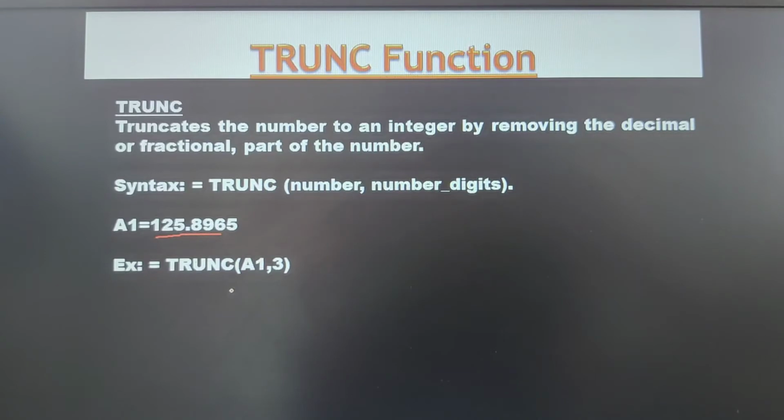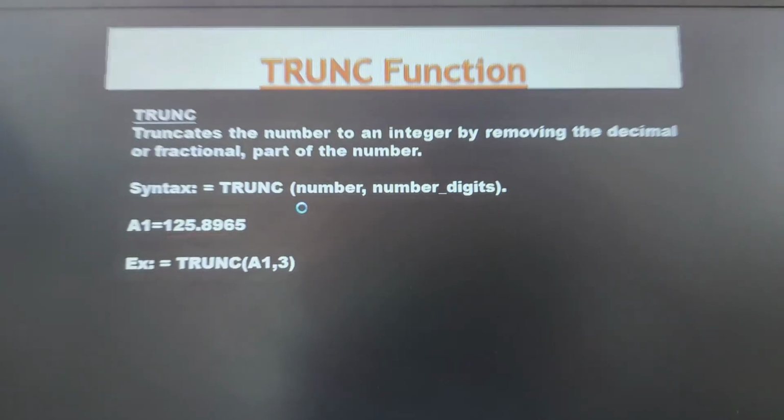125.896 it would return. But what if I had given A1 comma 0? If I had given it this way, then it would return me only 125. That means if you are specifying the argument as 0 here, it indicates that you don't want to keep any decimal. What if I had given A1 comma 1, then it would return me 125.8. Clear? That's all about the trunc function.